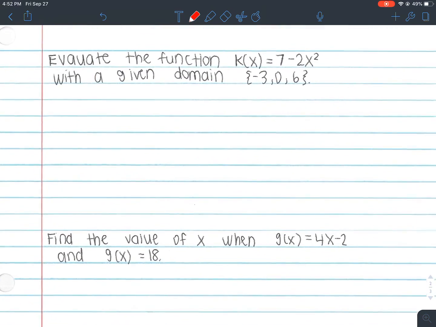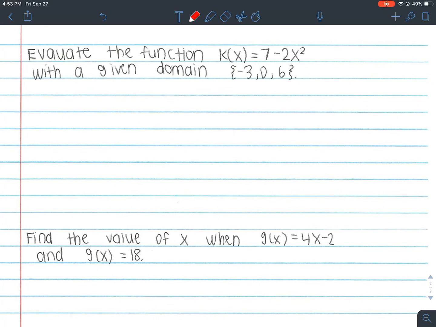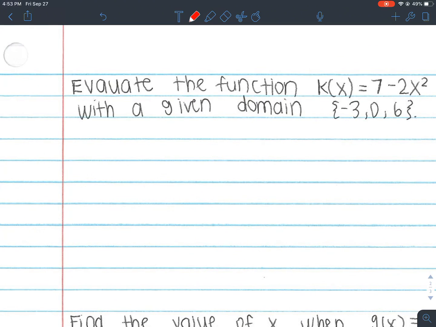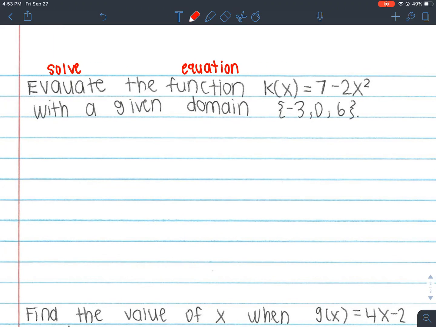All right, the second problem: evaluate the function k of x equals 7 minus 2x squared with the given domain -3, 0, 6. So it wants us to evaluate the function. Well, evaluate just means solve. So don't get super scared by these big words. And function is just an equation, right? You want to solve the equation, and you know how to solve an equation. So we're going to solve the function k of x equals 7 minus 2x squared.